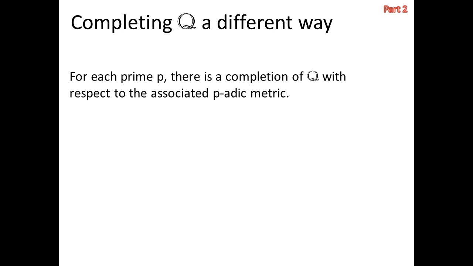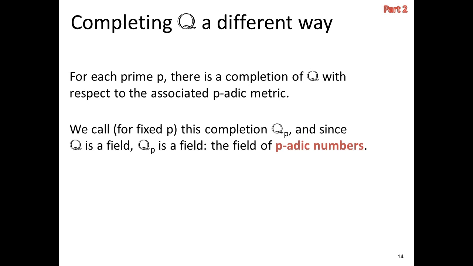And for each prime, there is a completion of Q with respect to the associated p-adic metric, the thing we've just defined. And for fixed p, we call this completion Q_p. So if p was 5, we call it Q_5. And since Q is a field, Q_p is a field. We call it the field of p-adic numbers. So there are lots of interesting things I could do, but in the time I've got, we're going to have to just focus on a couple.